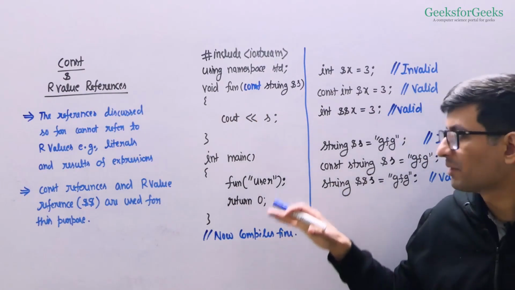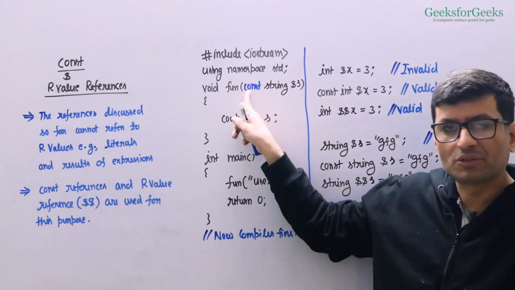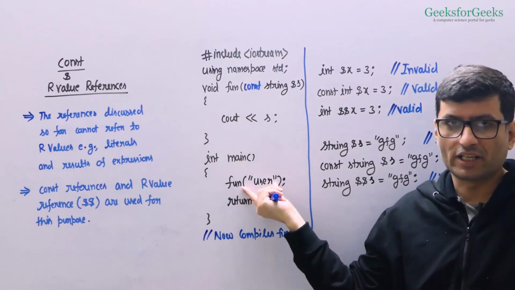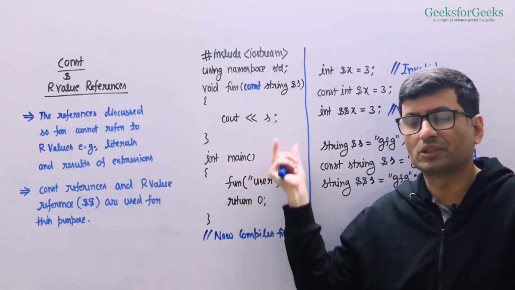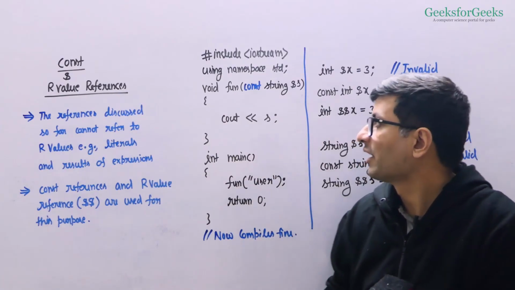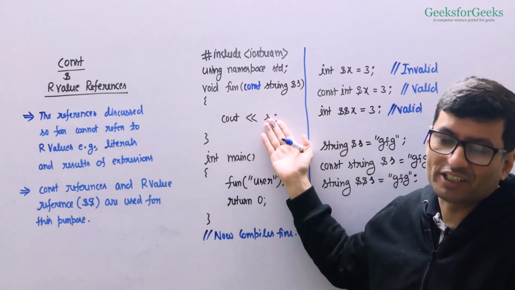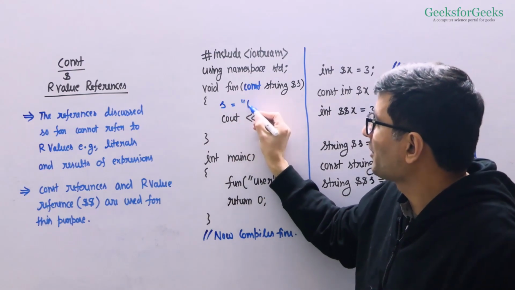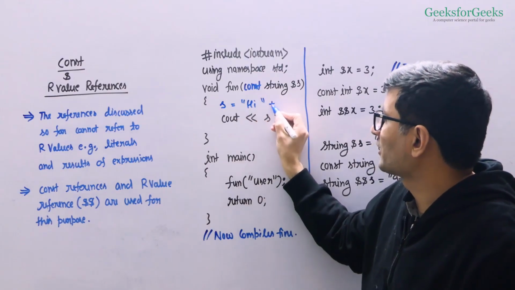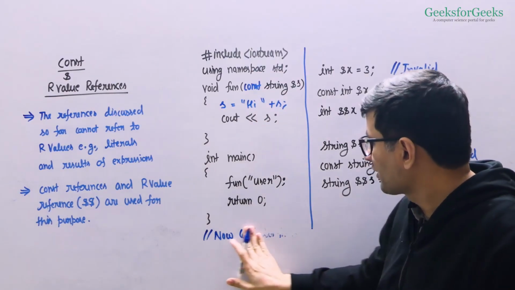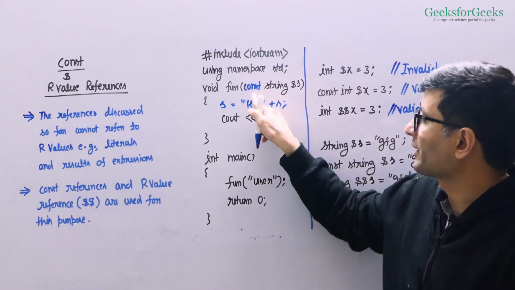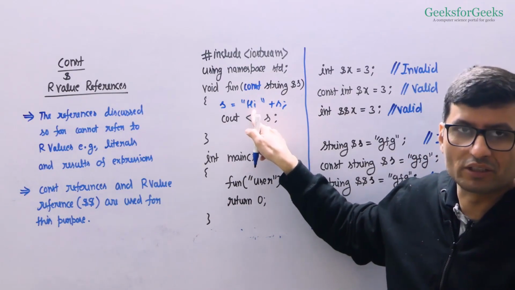Now this program compiles fine because I have used a const here. Once I use const here, I can pass a literal. I can pass an R value to this function. This will compile fine. Now say I want to modify the string in this function, say I want to do s equal to hi plus s. If I make this change, then this program would not compile again because this is a const reference and I am trying to change the value here.